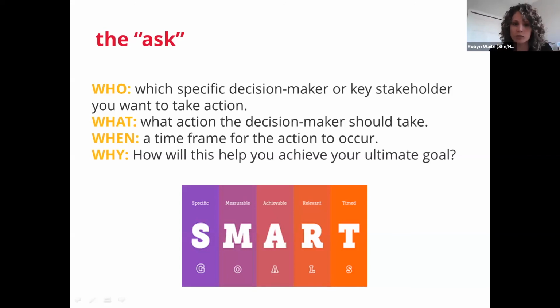So at a high level, first you'll want to go through your W's. So who, which specific decision maker or key stakeholder do you want to take action? And Kenneth already walked us through some of this. So it's the government of Canada broadly, but we need to engage the Prime Minister's office, the Prime Minister himself, the Minister of International Development, and probably stakeholders from Global Affairs Canada, etc. The what: what action do we want those decision makers to take? At a high level, we want increased funding towards global vaccine programs.